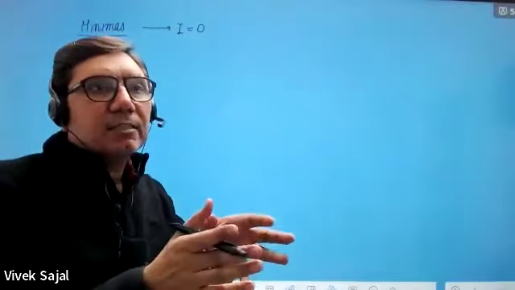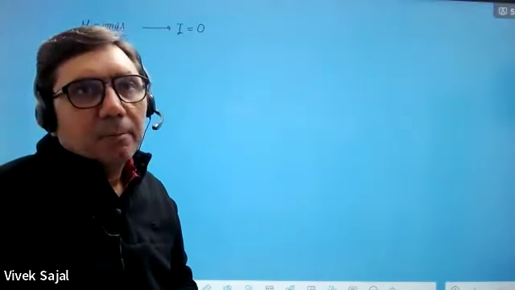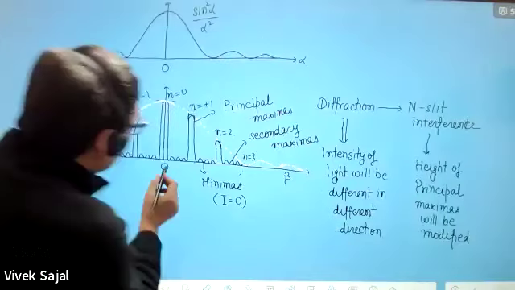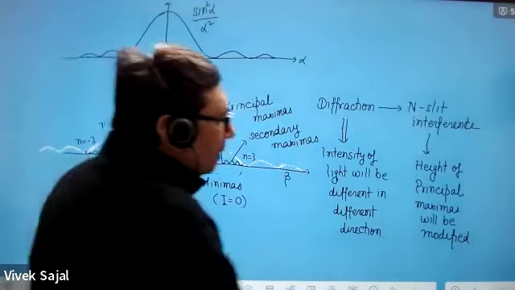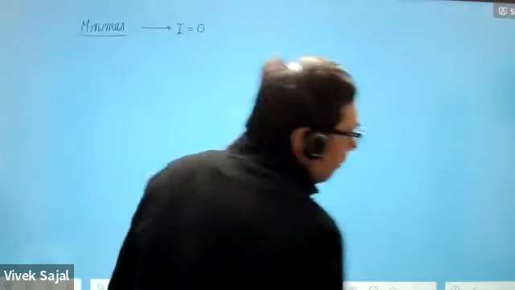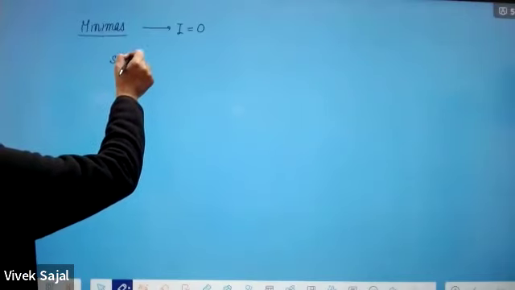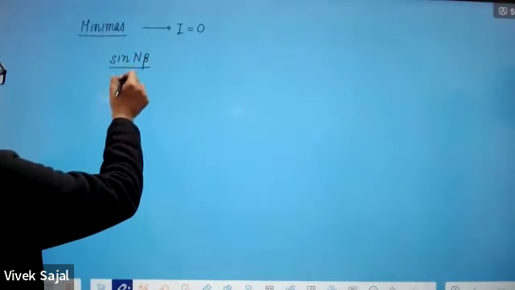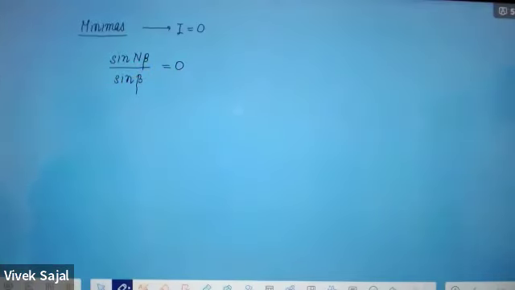How can you find diffraction minimas? If you make sine alpha upon alpha equal to 0, that will give you diffraction minima. But I'm talking about these interference minimas. So I have to place the part that is responsible for interference, sine of n beta upon sine beta. It should be 0.